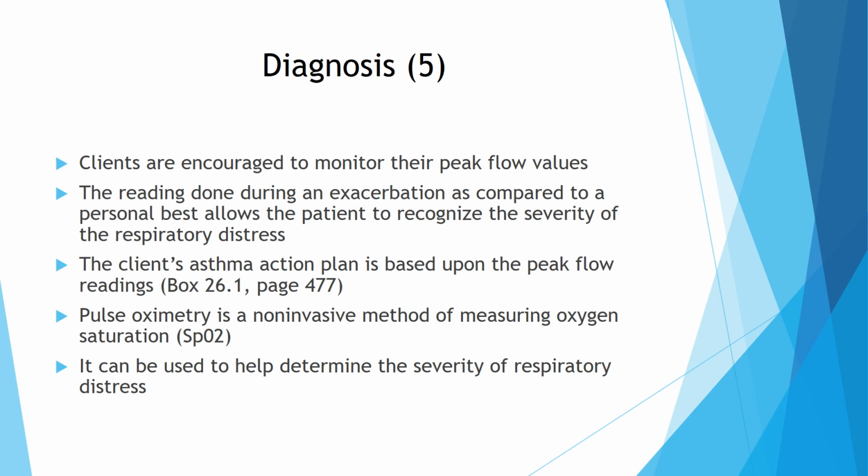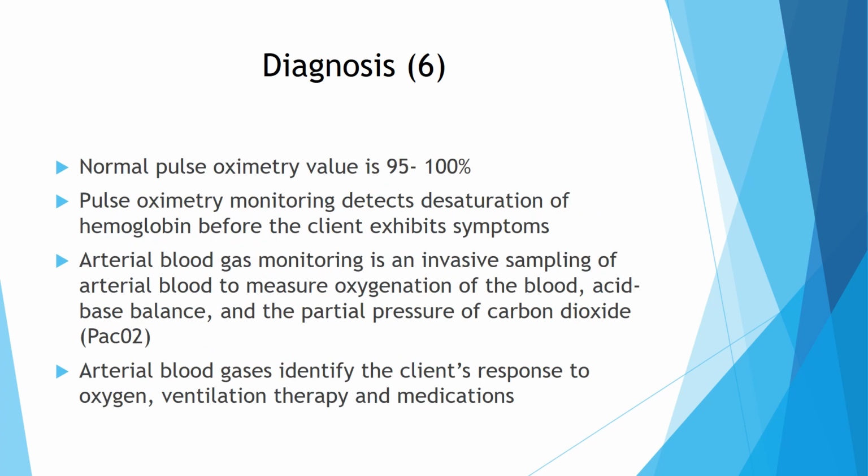Pulse oximetry is a non-invasive method of measuring oxygen saturation, and this we know because we do it all the time, especially in the hospital. It can be used to determine the severity of respiratory distress. Normal pulse oximetry value is between 95 and 100%, and we know this. Pulse oximetry monitoring detects desaturation of hemoglobin before the client will exhibit symptoms. And sometimes these asthma clients will have a pulse ox monitor in their home to be able to monitor themselves.